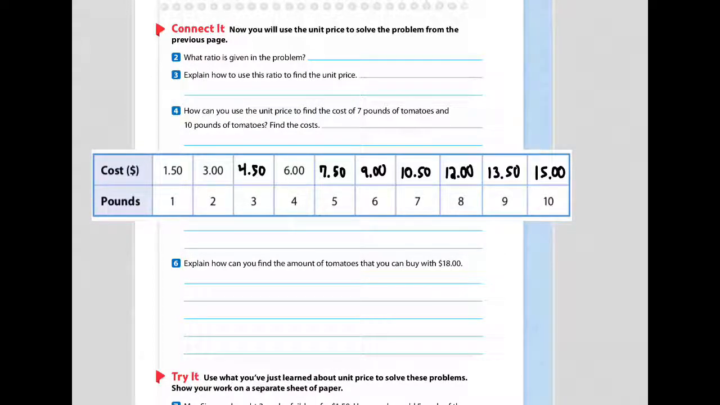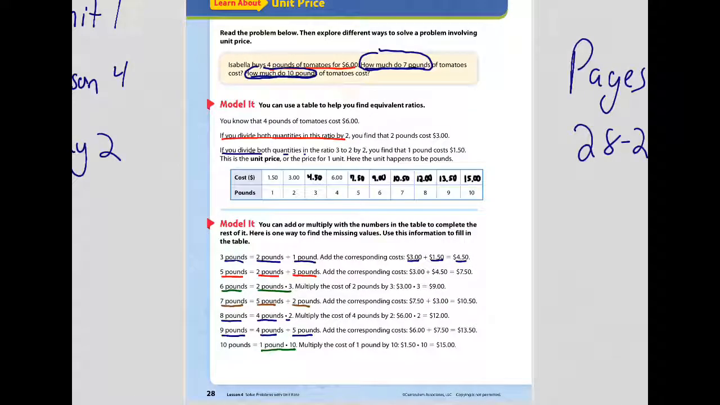All right, 6th graders. So as I go through these problems, I'm going to answer 2 through 6. I have a copy of the table from the previous page here to reference, so I don't have to be flipping back and forth. So number 2 says, what ratio is given in the problem? So if you remember, the original ratio they told us is $6 to 4. 6 to 4 for 4 pounds. Now you could just write that 6 to 4. Even if you said, let me go back to the previous page and make sure, see how it's written.